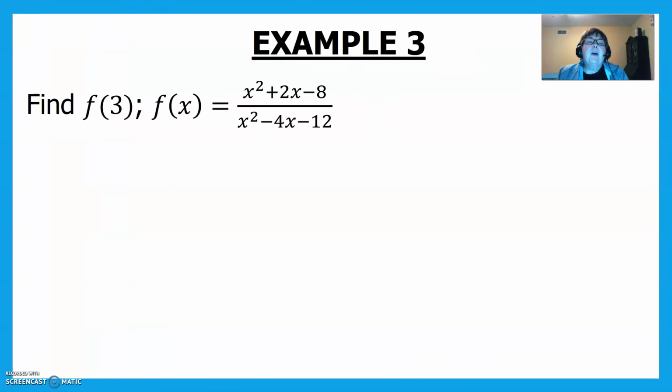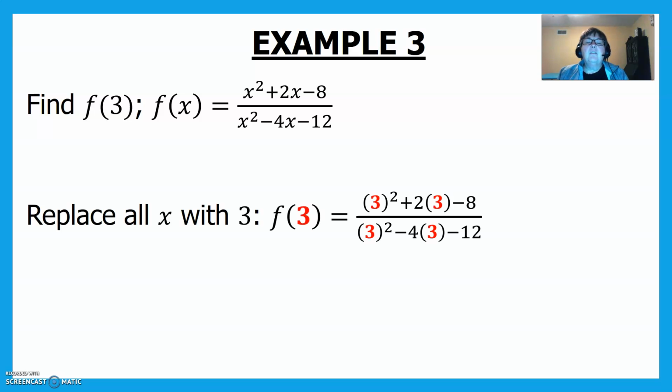Example 3. Find f of 3 if f of x equals x squared plus 2x minus 8 over x squared minus 4x minus 12. It looks way more complicated. It's not. We're just going to plug in 3 everywhere we see x and then just do the math. And we can let our calculator do that for us. Replace all x with 3. So f of 3 equals 3 squared plus 2 times 3 minus 8 over 3 squared minus 4 times 3 minus 12.